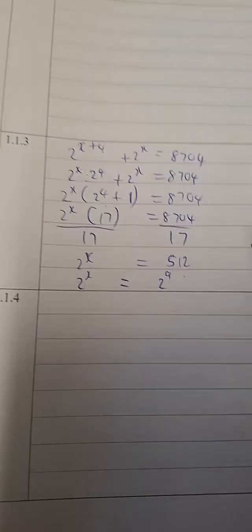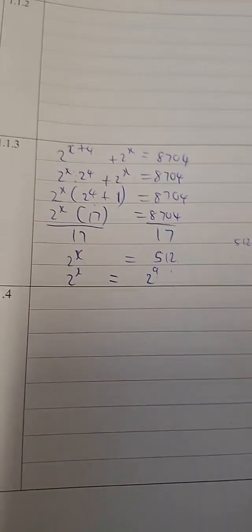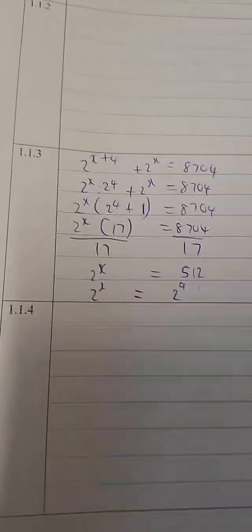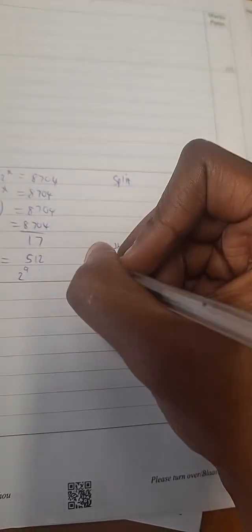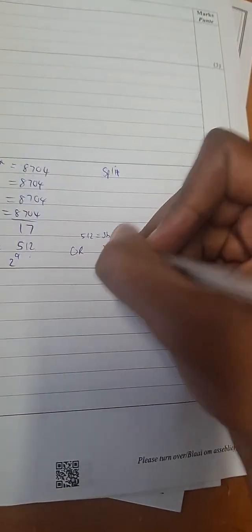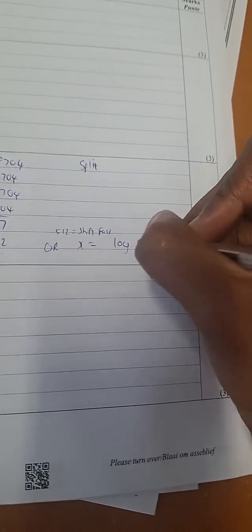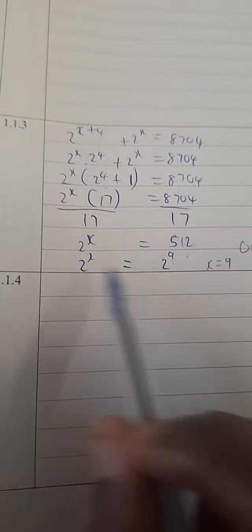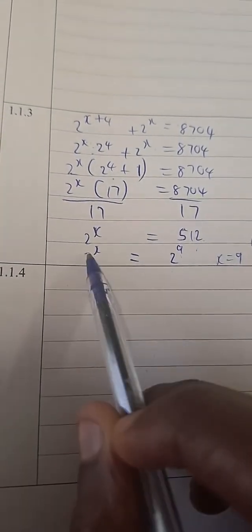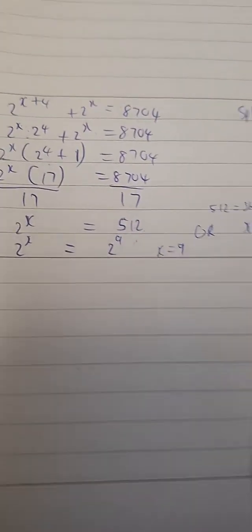Or someone else could go ahead and use log, which is fine because you guys have done log as well. So x would be equal to log 512. Someone else could do it this way, which is perfectly fine: log base 2 of 512. You will get the same answer. Now, when you have bases that are the same, what do we do? We drop the base, we equate the exponent. x is equal to 9.